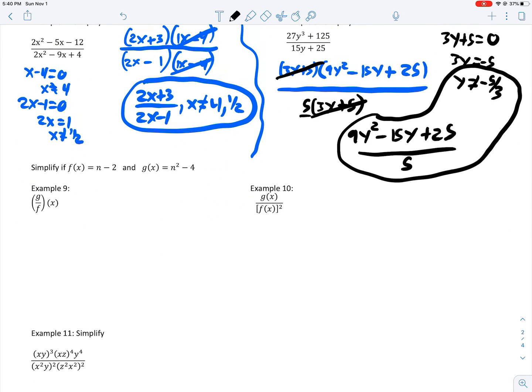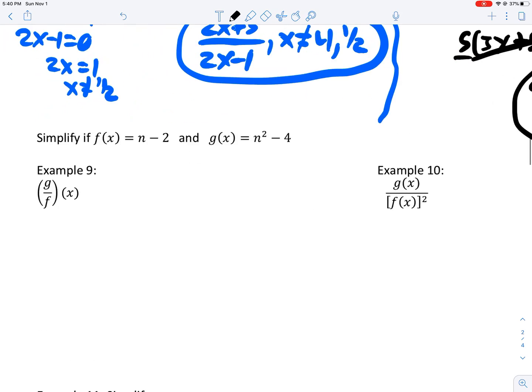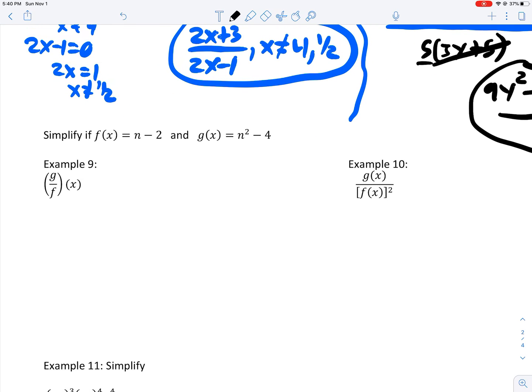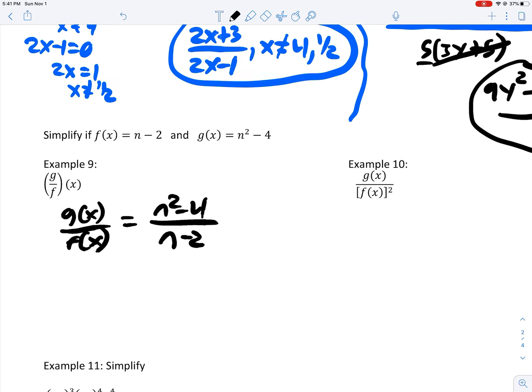Okay, examples 9 and 10 are just working with some notation. So g over f times x is g of x divided by f of x. For us, that would be n squared minus 4 over n minus 2. Again, what makes the denominator equal to 0? It can't be 2, otherwise the fraction's undefined. So that's my excluded value.